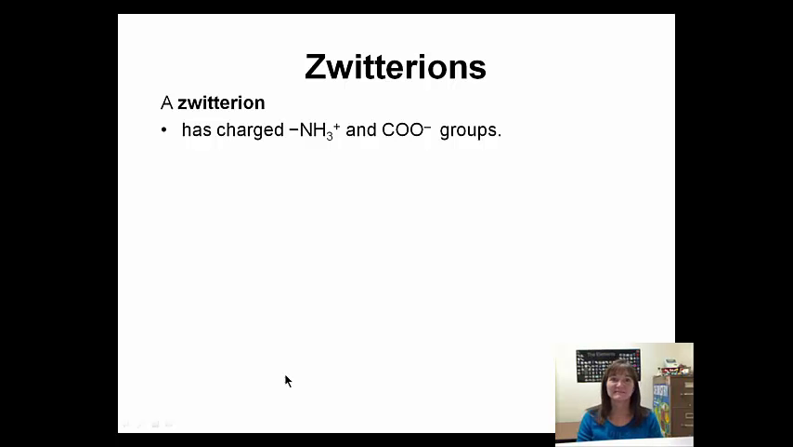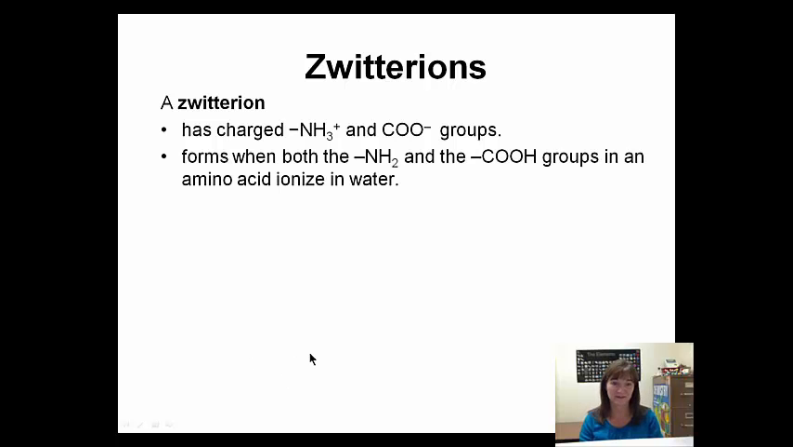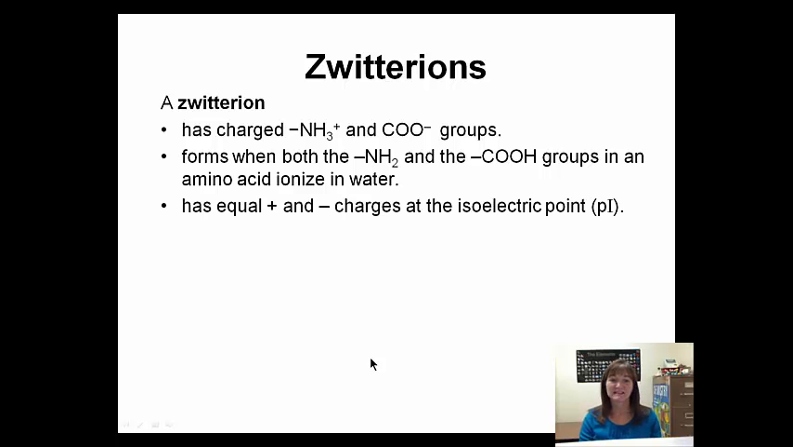Zwitterions are charged. They have the charged amino group and the carboxylic acid group. So they form from both the amino group and the carboxylic acid group when the amino acid is ionized in water. The Zwitterion, when it has an equal positive and negative charge, we call that the pI, the isoelectric point. I wish I had this bolded and underlined for you, because I do want you to know the definition of the isoelectric point.